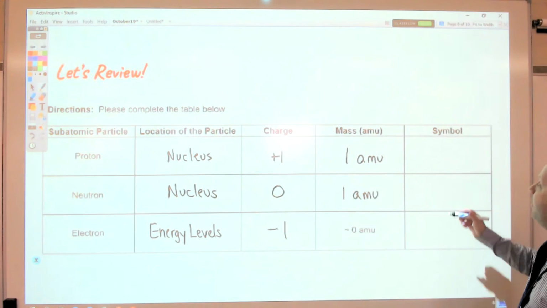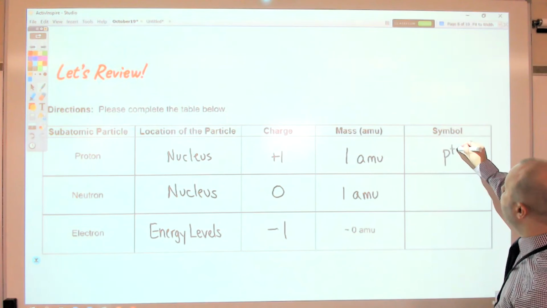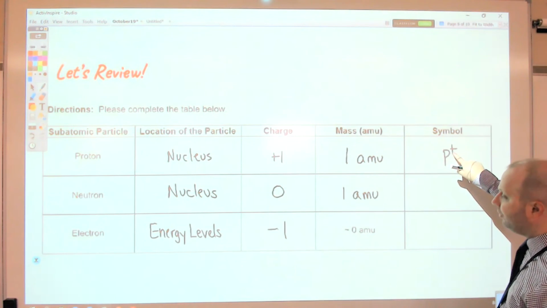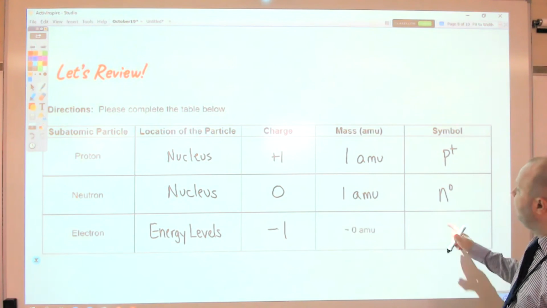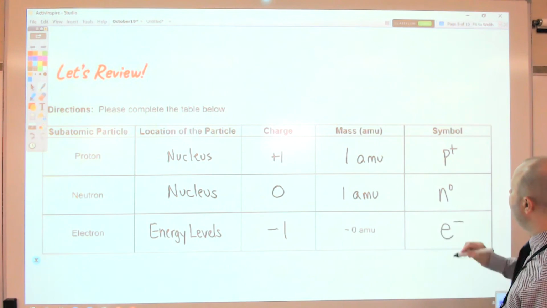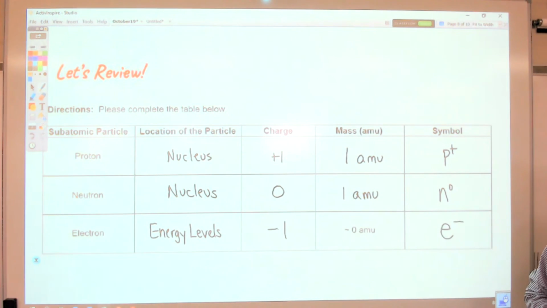And then finally, the symbol that we use to represent proton is P with a positive sign. For neutron, it's N with a 0. And finally, for an electron, it's E with a negative sign.